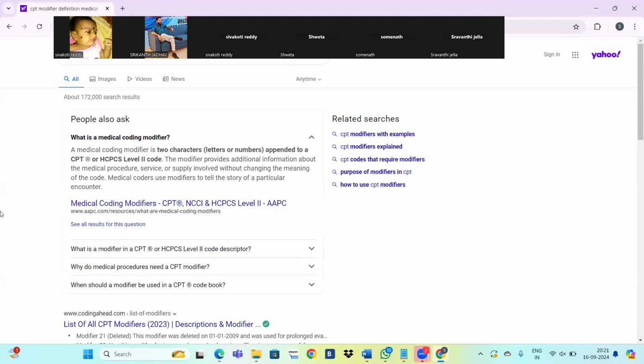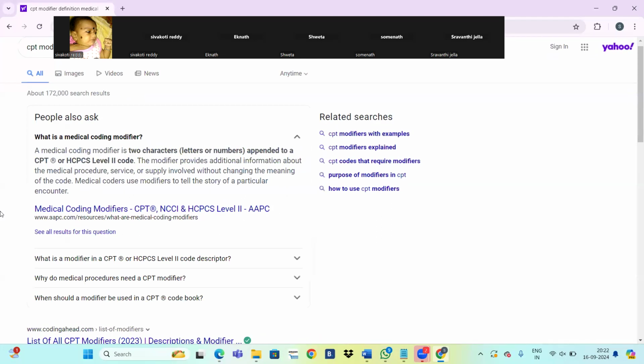Modifiers give additional information. Rating we have. So no one is working in CPT. Modifier gives additional information. Modifier will give some additional information. Yeah, no problem. You can see the screen.